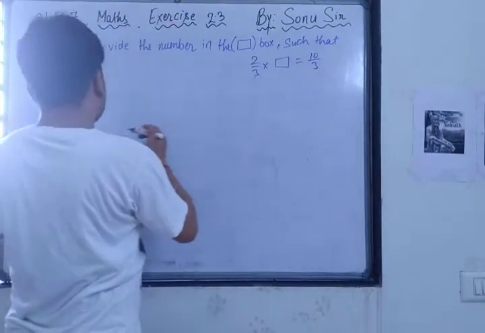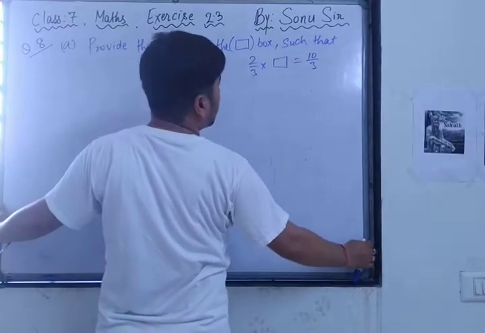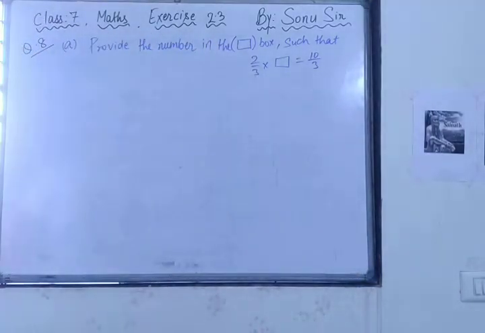So what have you understood in this question? You have to provide a number in that box so that it must be equal to 10 by 3. Got it? 2 by 3 into what number? We should multiply which number with 2 by 3 so the answer is 10 by 3. Let us suppose that the number is x, which is multiplied by 2 by 3, so 2 by 3 into x is equal to 10 by 3.